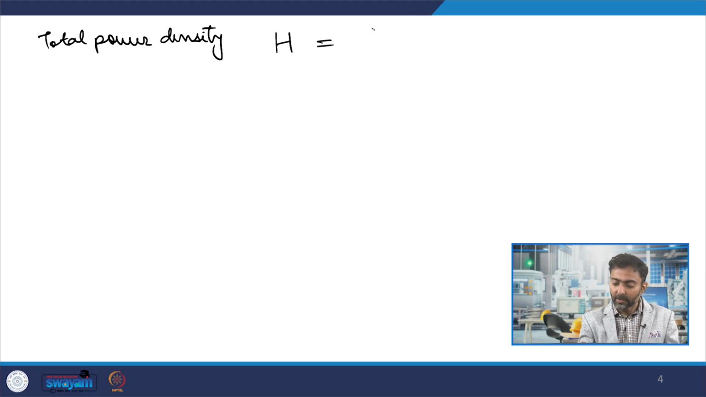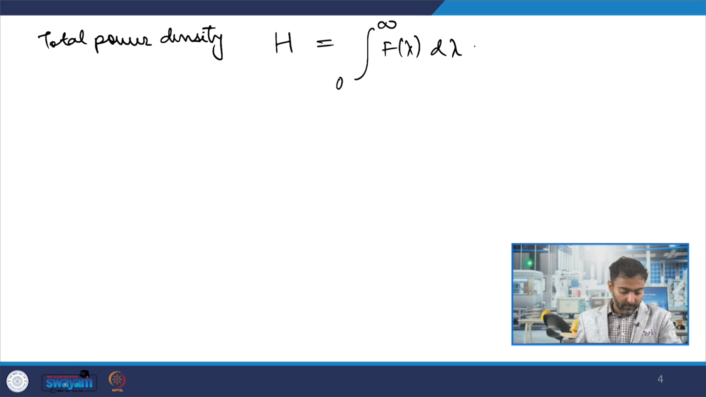So this H will be nothing but integration from 0 to infinity f lambda d lambda. So f of lambda is the same spectral irradiation function which we saw in the previous slide, and this f lambda, or the spectral irradiance, if we integrate across all the wavelengths, 0 to infinity, then we will get the total power density or H.